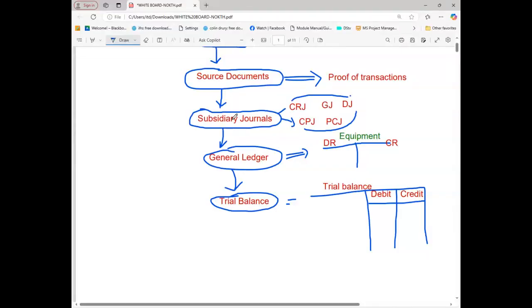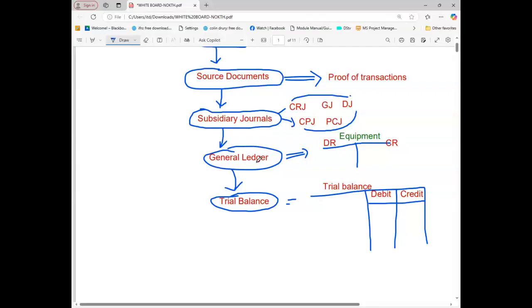Remember, the general journal is part of the subsidiary journals. It's here. Can you see here? Oh, okay. That's not confusing me now. I'm separating the two. Remember, there's a difference between general journal and general ledger. The general journal is part of the journals, and the general ledger is separate.